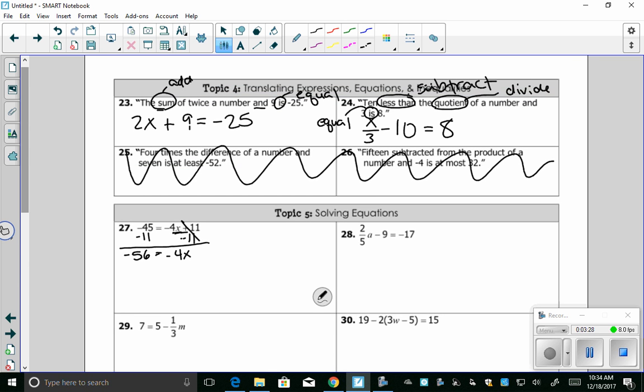Okay, so here, less than was subtract, quotient was divide, the is equal. So once you get there, remember that when you have less than, that you have to write it backwards. That's why I had 10 minus here at the beginning, and it had to be switched. Then we're skipping 25 and 26 because we didn't cover it.